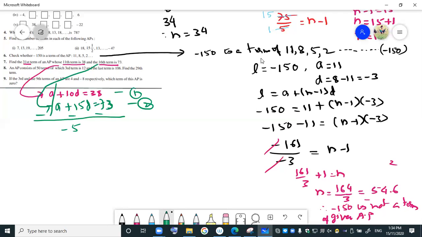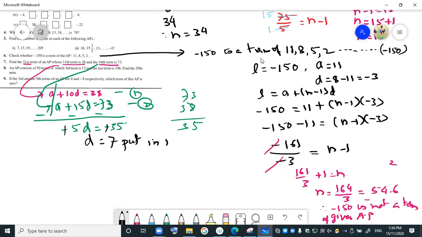10 minus 15 minus 5d will be equal to 38 minus 73. 73 minus 38 is 35, but here it will be minus 35, and this minus will cancel. We get d is equal to 7. So d we got. Then you put it in equation number 1, put in first.